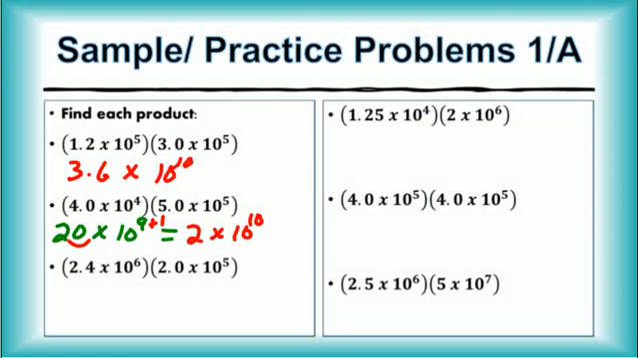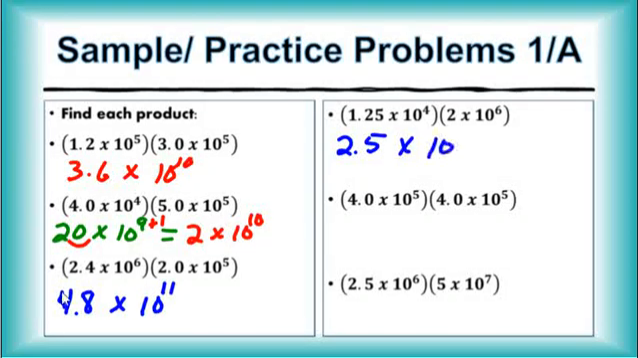Next one, we got 2.4 times 2 gives us 4.8. This is all times 10. 6 plus 5 is 11. So we get 10 to the 11th power. On the right hand side, we got 1.25 times 10 to the 4th times 2 times 10 to the 6th. So 1.25 times 2 gives us 2.5, times 10. 4 plus 6 is 10, so to the 10th power.